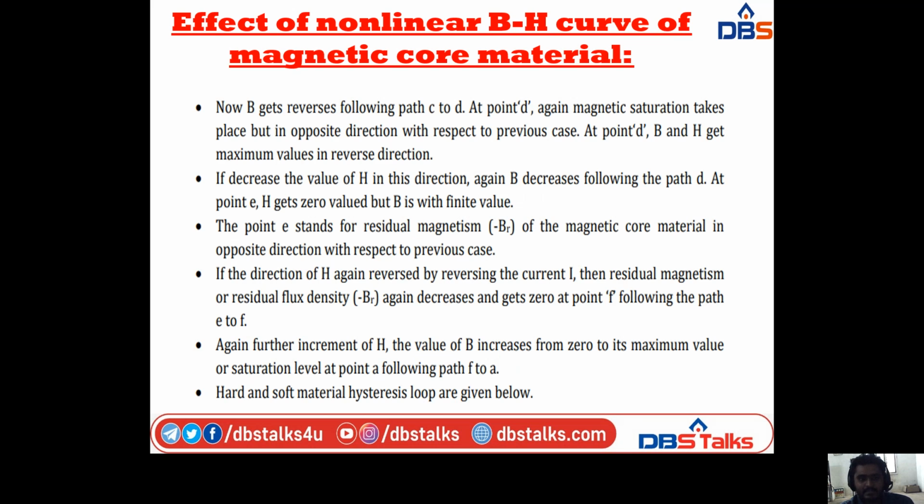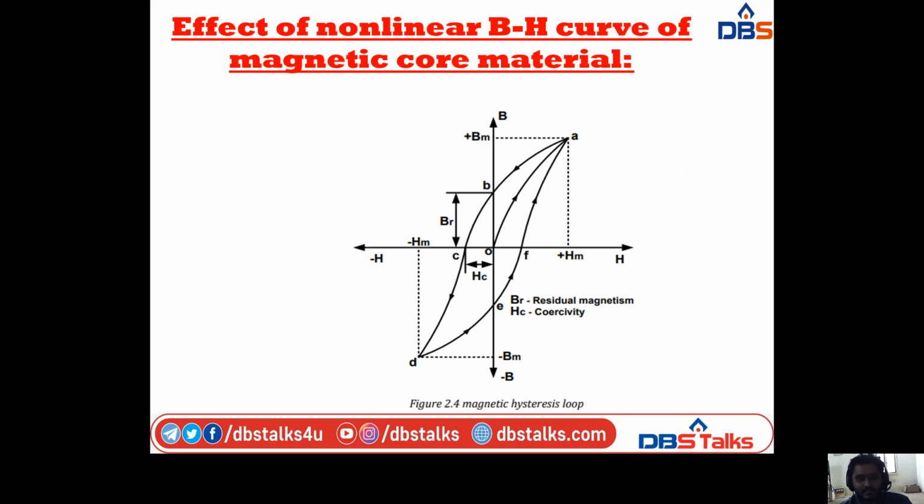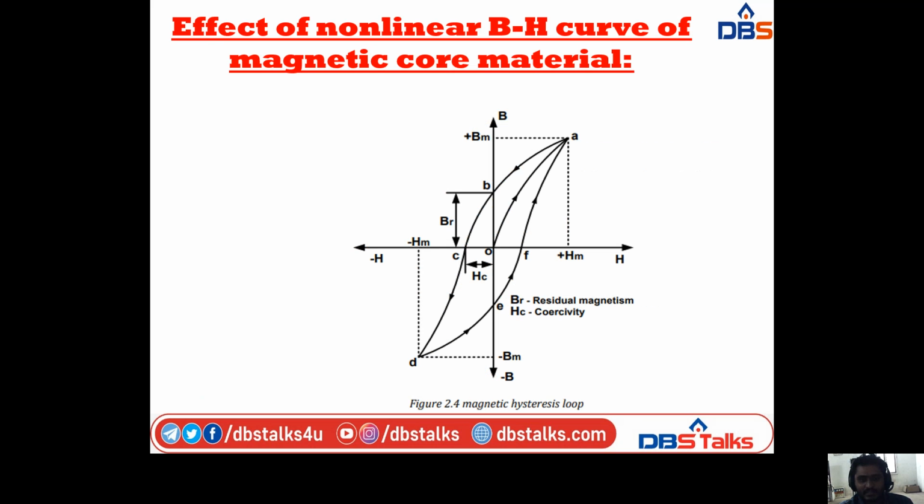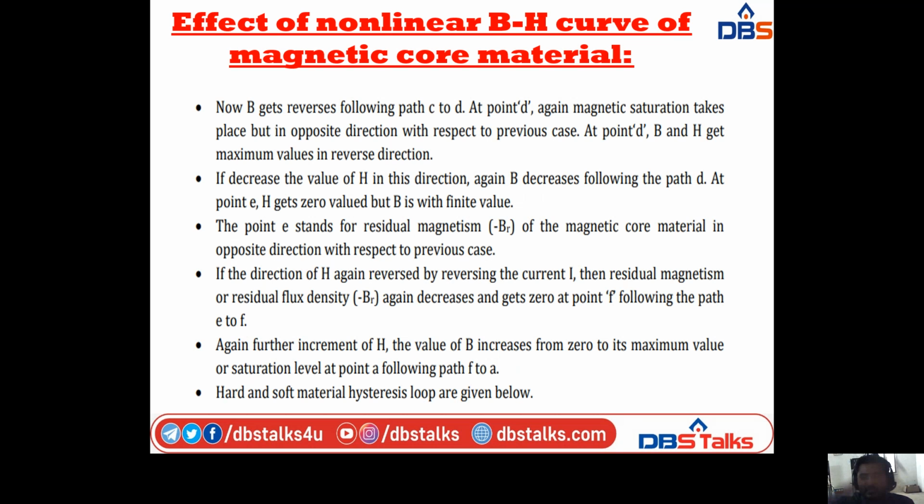Next, if the direction of H is again reversed by reversing the current I, so from this one we are again reversing, that is going to the positive direction, then the residual flux density minus Br again decreases and gets 0 at point F, following the path E to F. Like that it is moving like this, E to F, and next it is going to A.